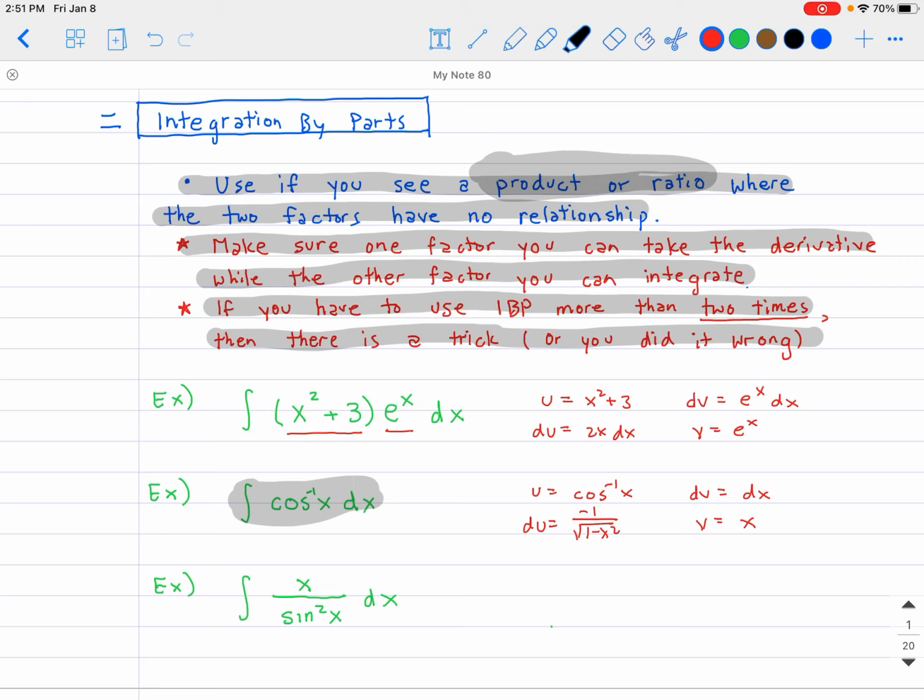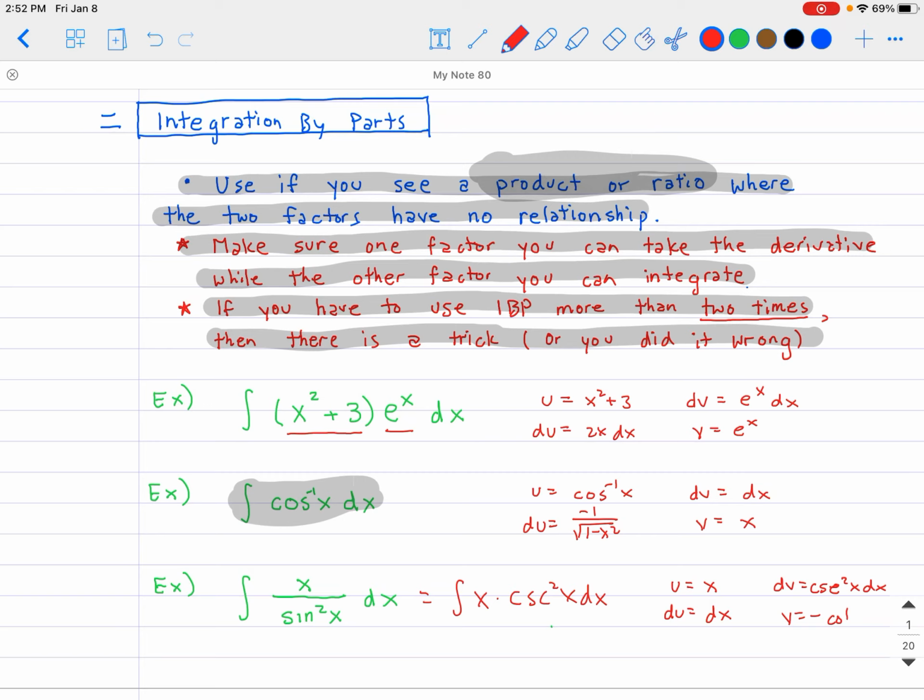Now, if you're wondering, okay, how do you work this out if it's a ratio? Well, you can just rewrite it, okay? You'll notice that this right here, I can write as x multiplied by cosecant squared of x dx. So now we can see which one is going to be which. So u is going to be equal to x, so du is going to be equal to dx. Whereas dv is going to be equal to cosecant squared of x dx. So therefore v is going to be equal to negative cotangent of x.